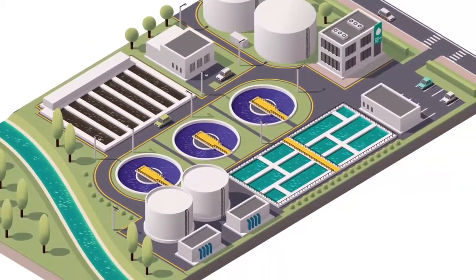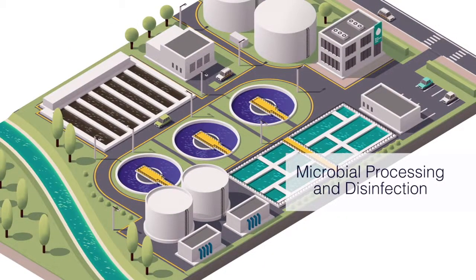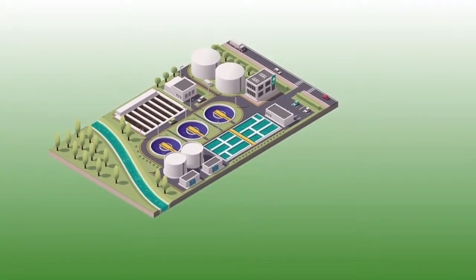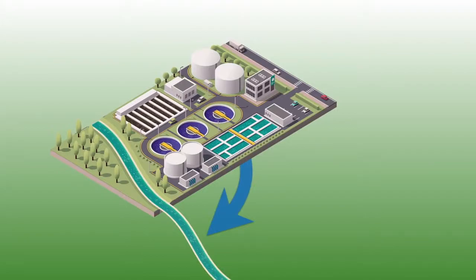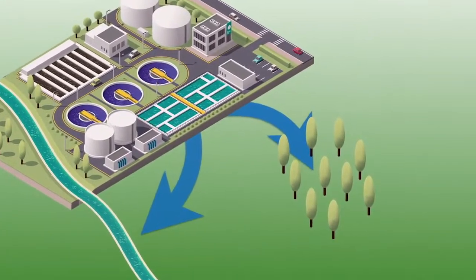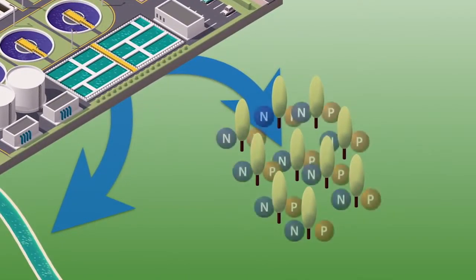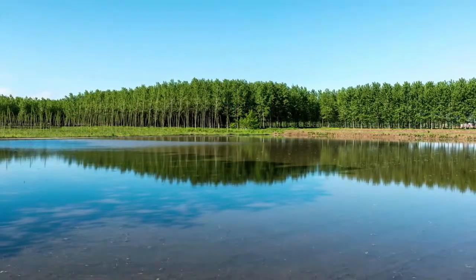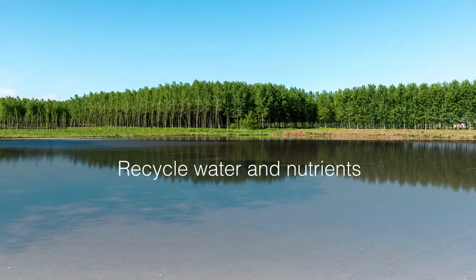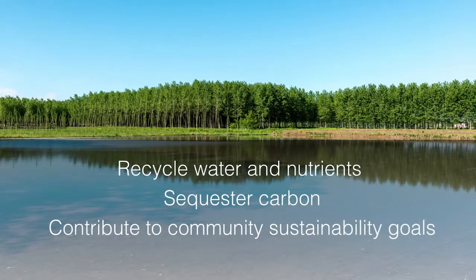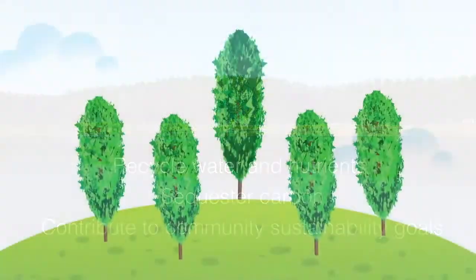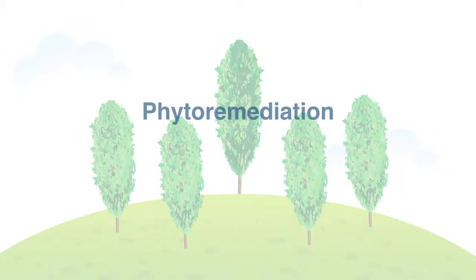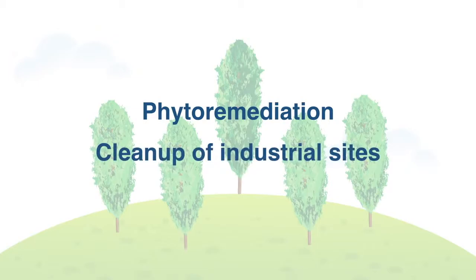The remaining clarified water is further treated through microbial processes and disinfection. The water can then be recycled for returning the treated water to streams and rivers or for irrigating poplars, which can further purify the water by taking up additional nitrogen and phosphorus. Poplar trees are an excellent crop for recycling water and nutrients, while also sequestering carbon and contributing to other community sustainability goals. Another exciting application of poplar trees is for phytoremediation and cleanup of industrial sites.